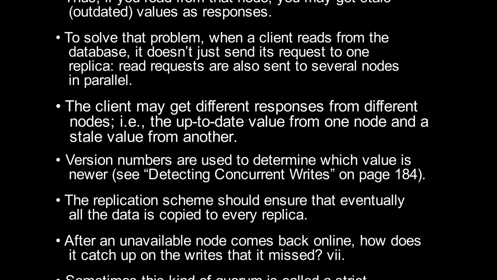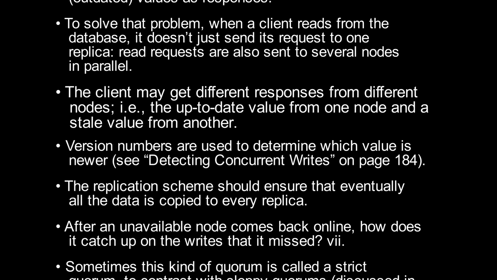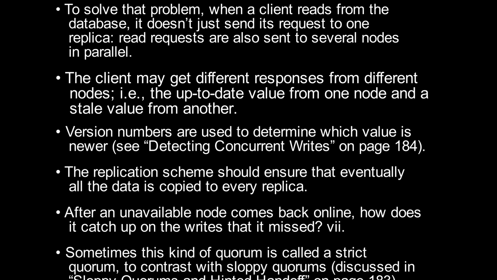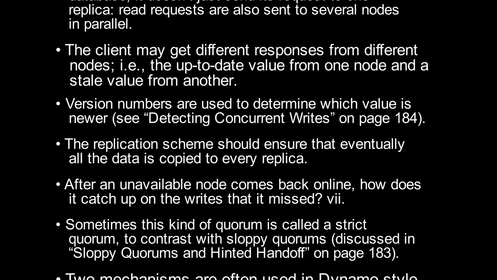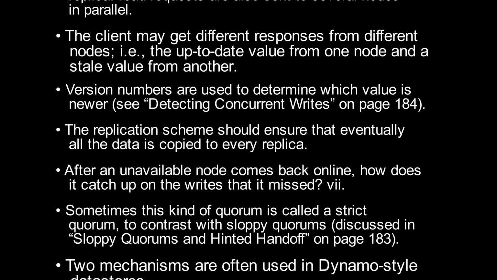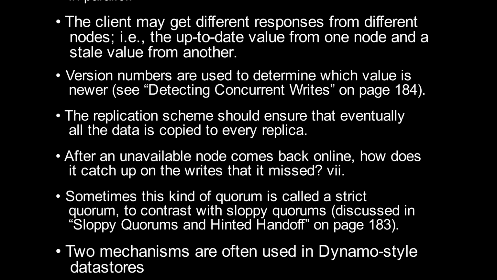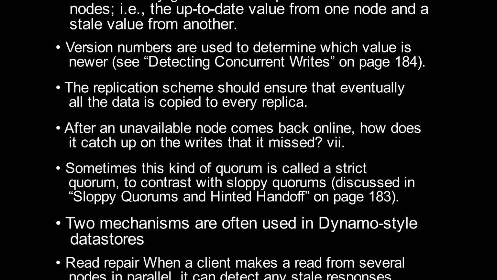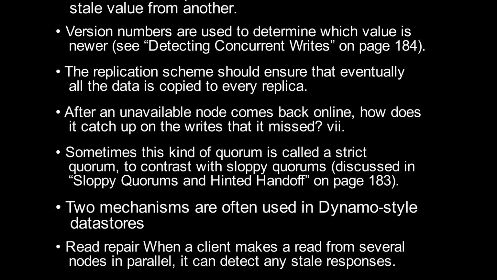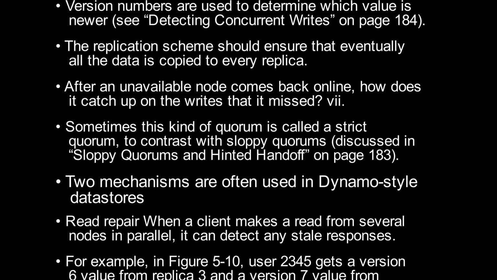The replication scheme should ensure that eventually all the data is copied to every replica. After an unavailable node comes back online, how does it catch up on the writes that it missed? Sometimes this kind of quorum is called a strict quorum, to contrast with sloppy quorums discussed in Sloppy Quorums and Hinted Handoff on page 183. Two mechanisms are often used in Dynamo-style data stores.